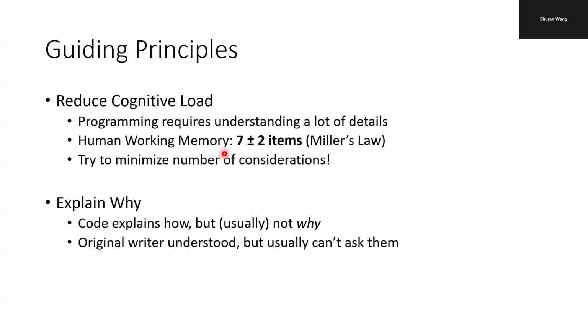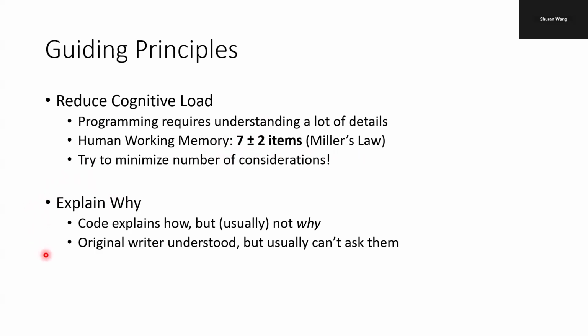Human working memory is, according to Miller's law, 7 plus or minus 2 items. And that is the most a human can remember at one time. So if you need to let your reader do more memorization, it will be very difficult and they will spend much, much more time trying to read. So try to minimize the number of considerations at a time.